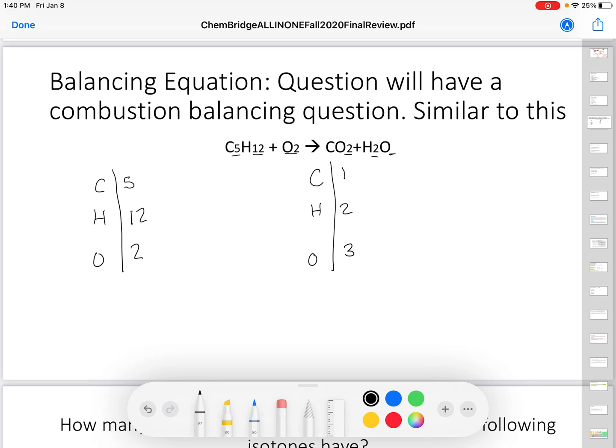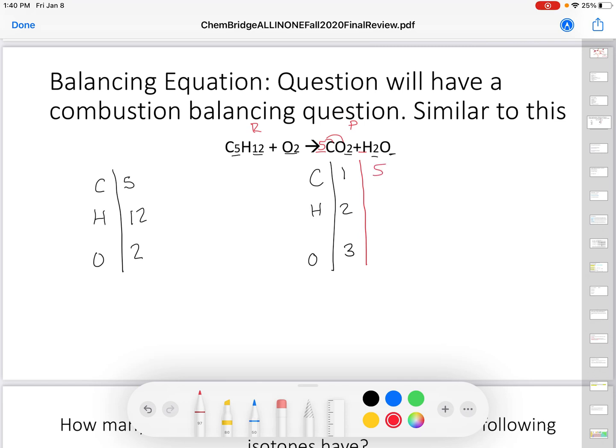Again, you balance your equation by putting a coefficient. So for carbon, I have 5 on the reactant side. This is what I'm talking about, reactants and products. I want to get 5 on the product side. So I'm going to put this coefficient here. Remember, this coefficient goes to both of the elements. So 5 times 1 is 5. I have my 5 carbon.